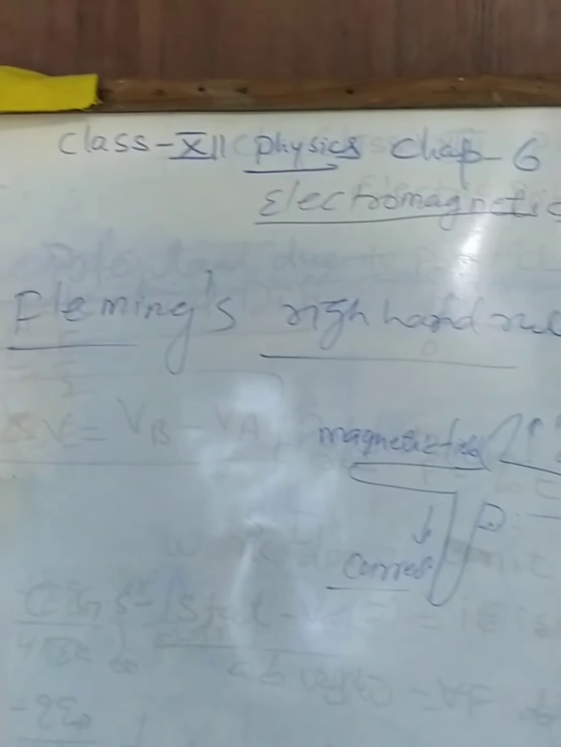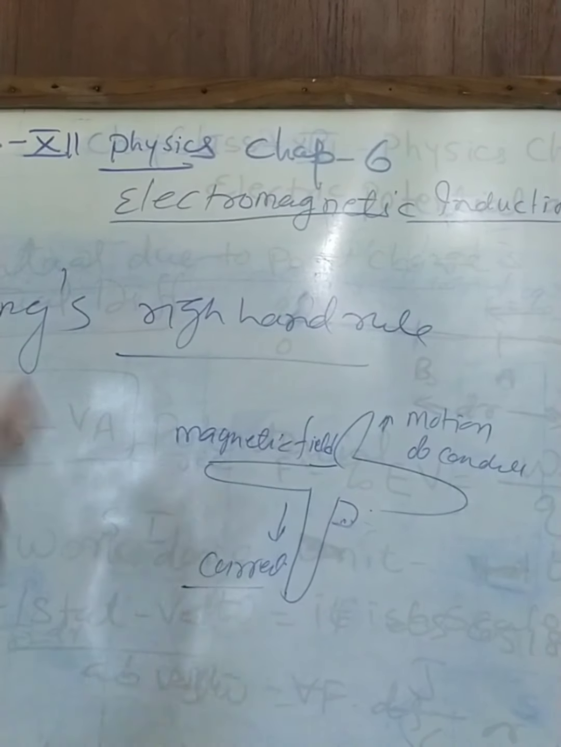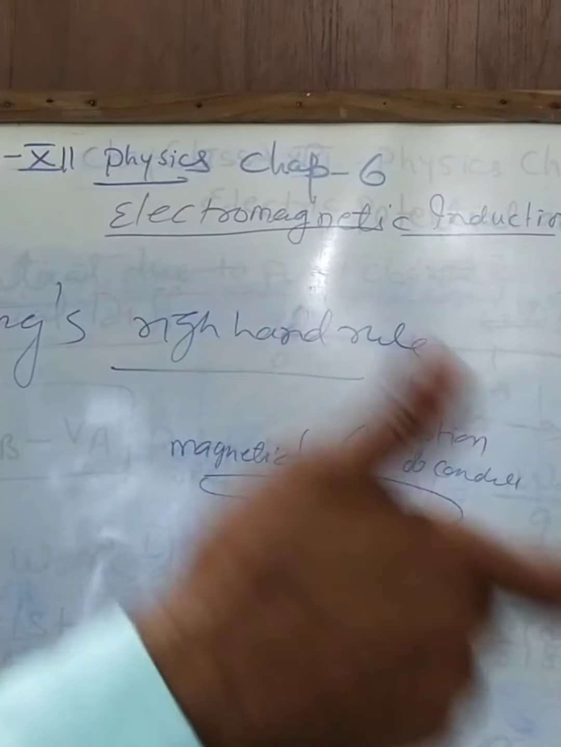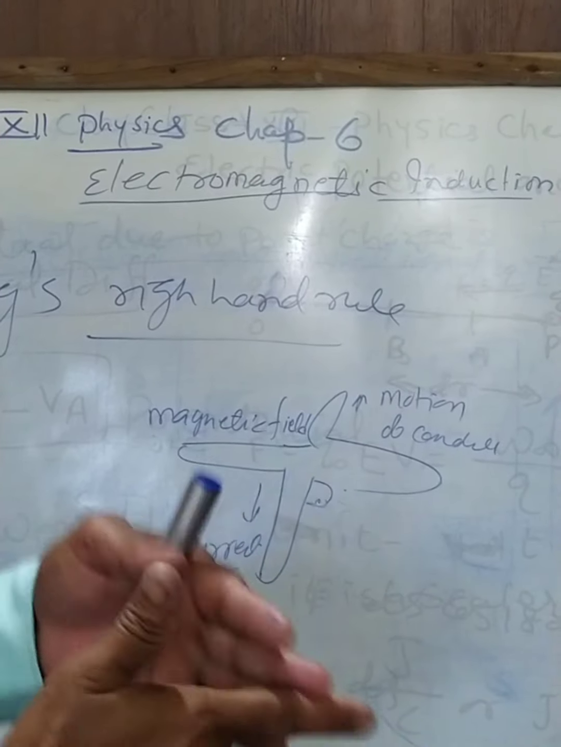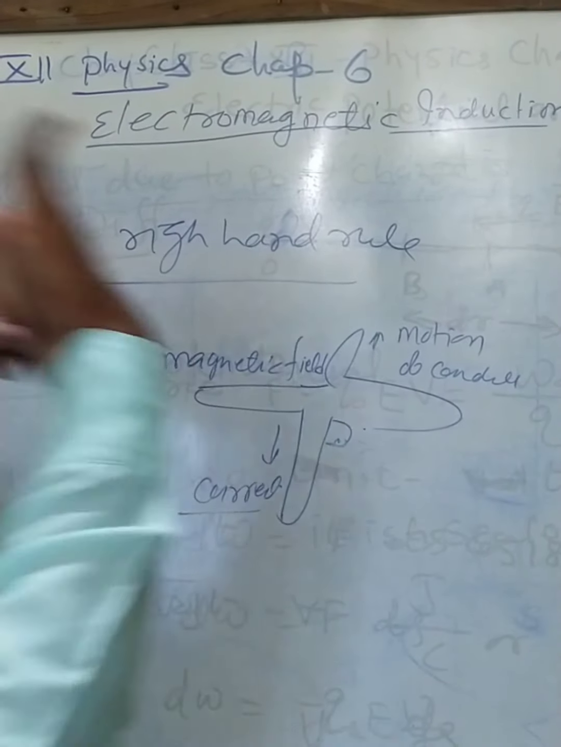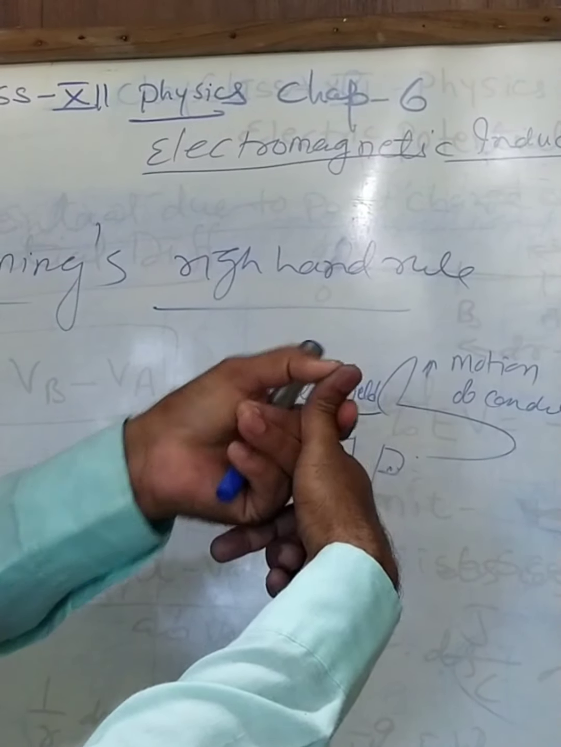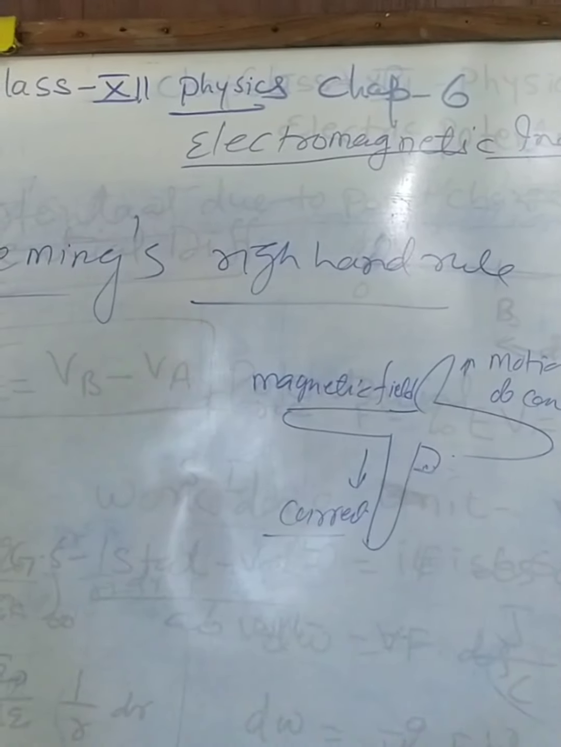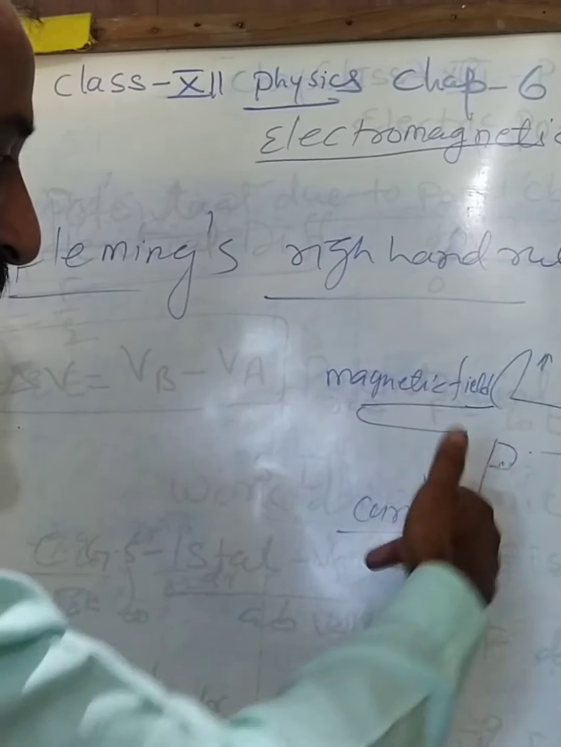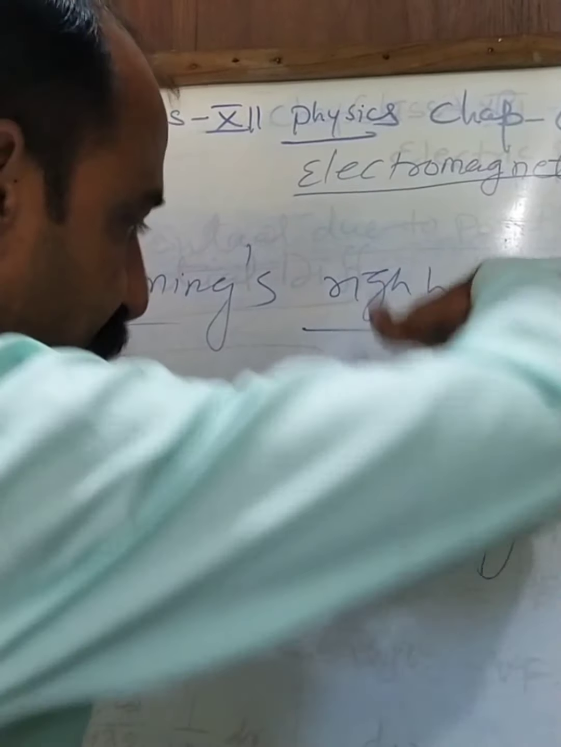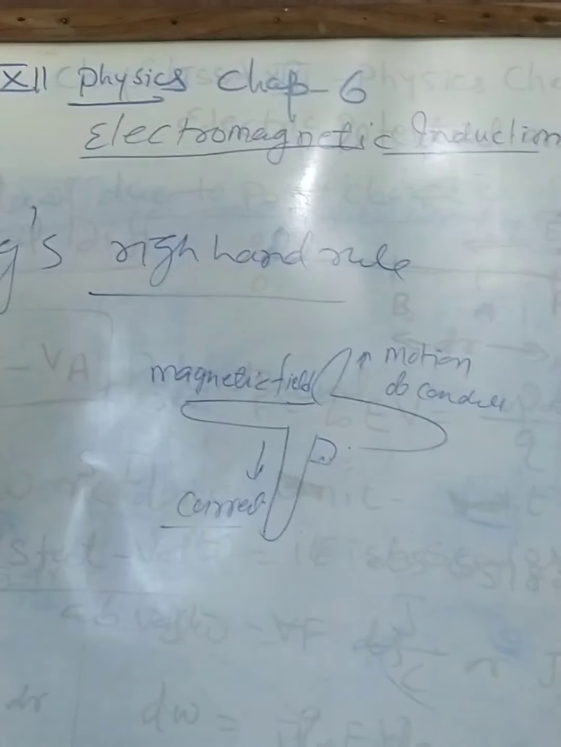Here we'll talk about Fleming's right hand rule. We have talked about the left hand and right hand rules earlier. If we stretch our right hand, the thumb, forefinger and middle finger are mutually perpendicular to each other. The thumb indicates the motion, the forefinger indicates the magnetic field, and the middle finger indicates the direction of the current.